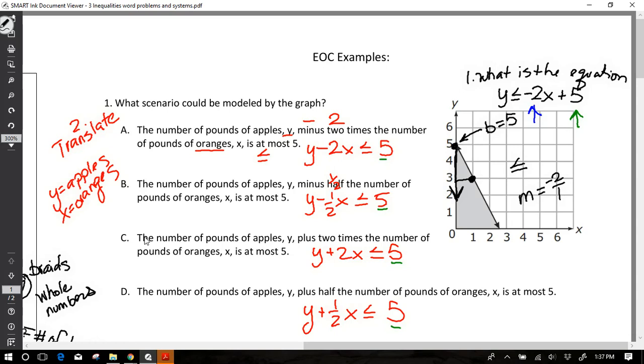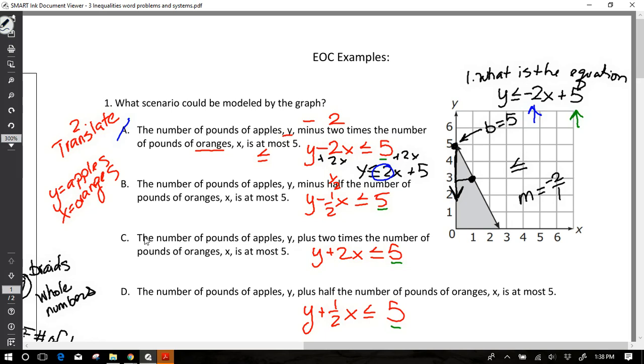So what we're going to need to do for every single one of these is to solve them and get the y by itself. So for the very first option A, I would need to add 2x to both sides, add 2x. So the final equation I would get for that is y is less than or equal to 2x plus 5. And I can see that my slope does not match because it's a positive slope. So it's not going to be A based on the slope.